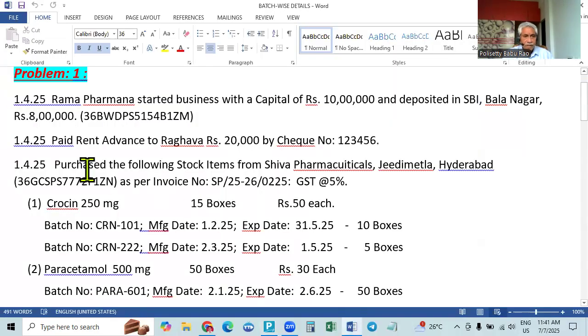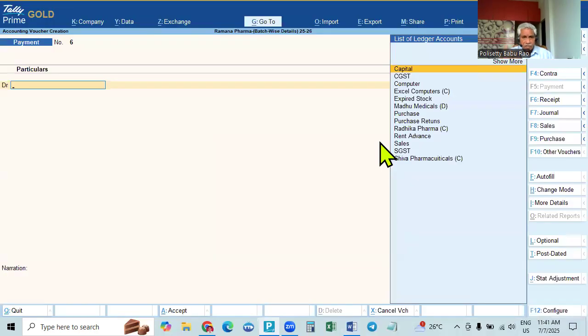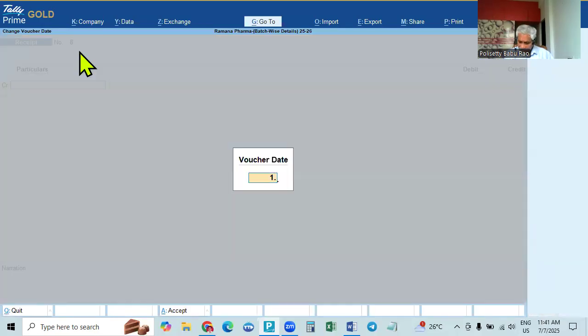First of all, started business means capital is coming into the business. So we are receiving the capital, and for that you have to use F6 receipt. In this case, the date is the same, 1/4.